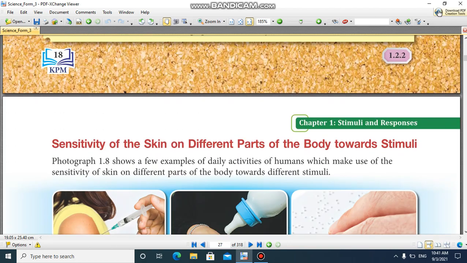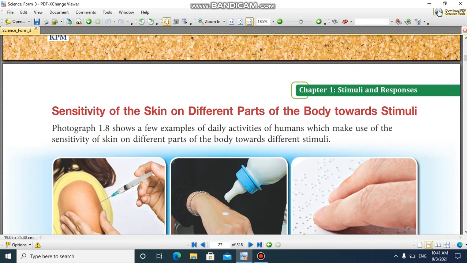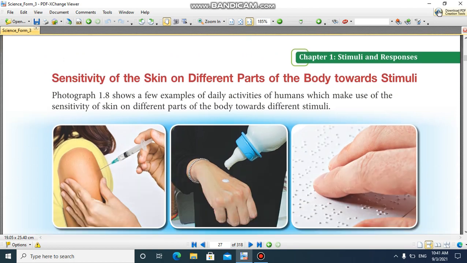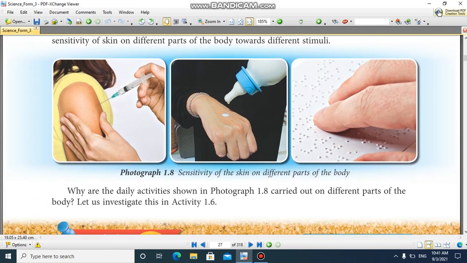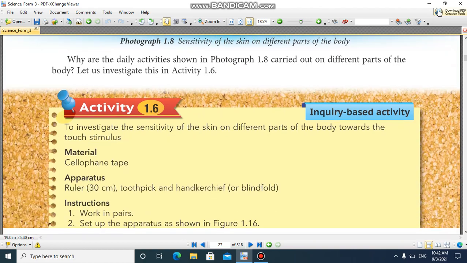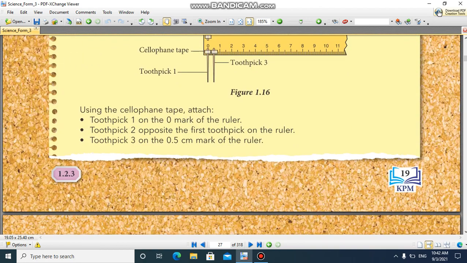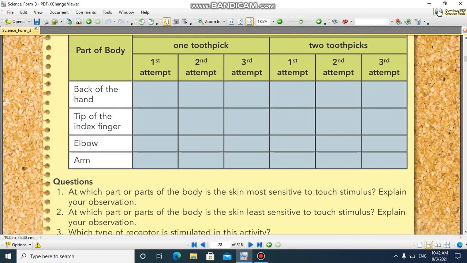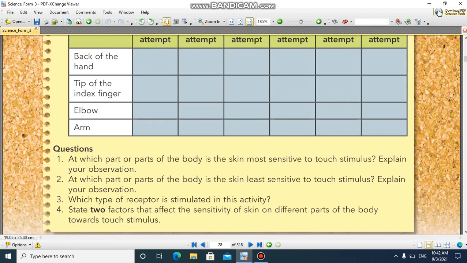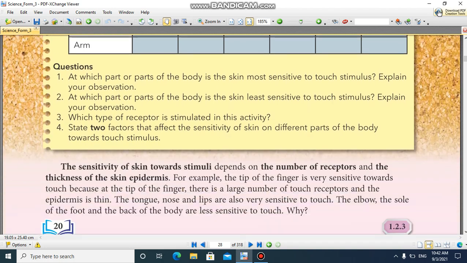Sensitivity of the skin on different parts of the body towards stimuli. Photograph 1.8 shows a few examples of daily activities of human which make use of the sensitivity of skin on different parts of the body towards different stimuli. Why are the daily activities shown in photograph 1.8 carried out on different parts of the body? Back of the hand, tip of the index finger, elbow, arm.